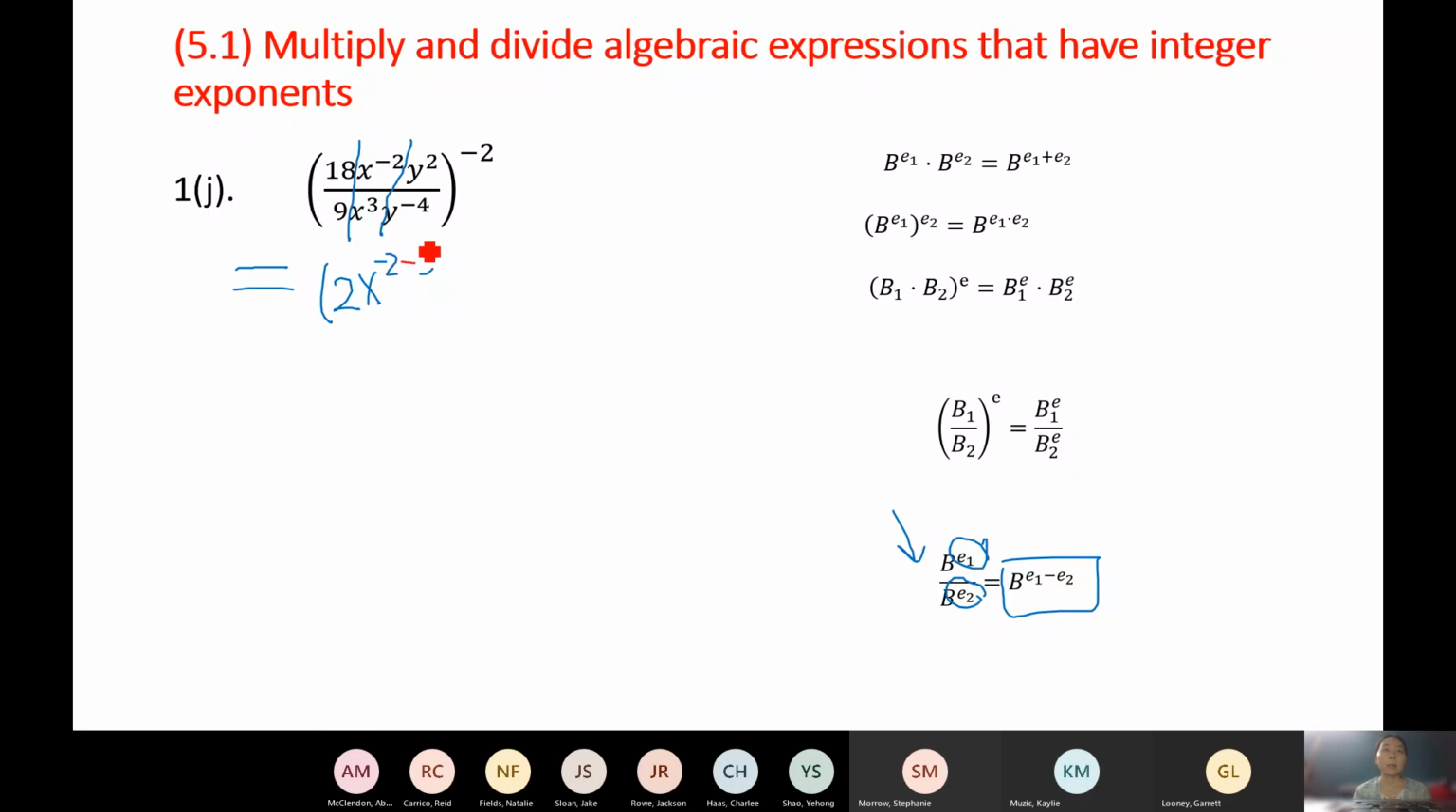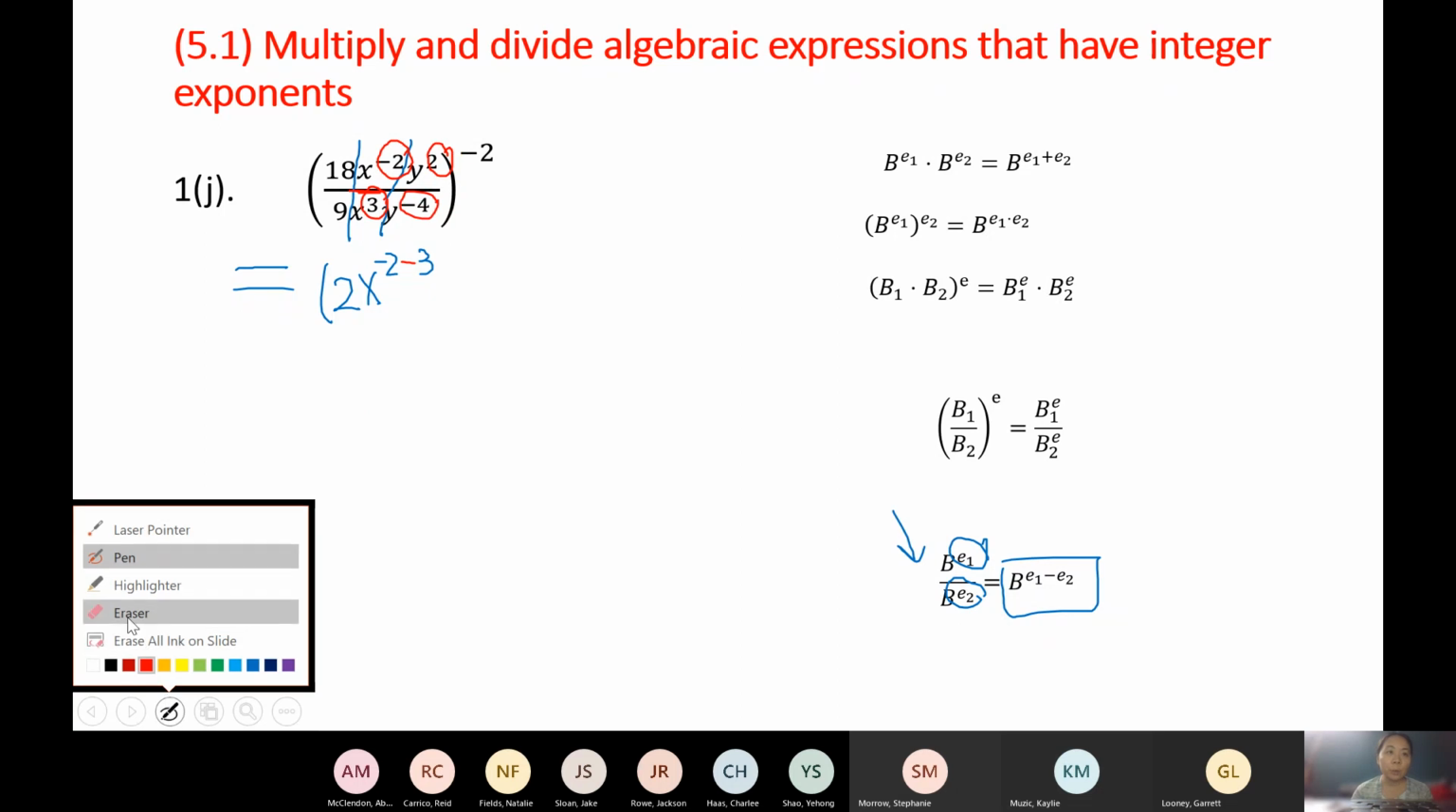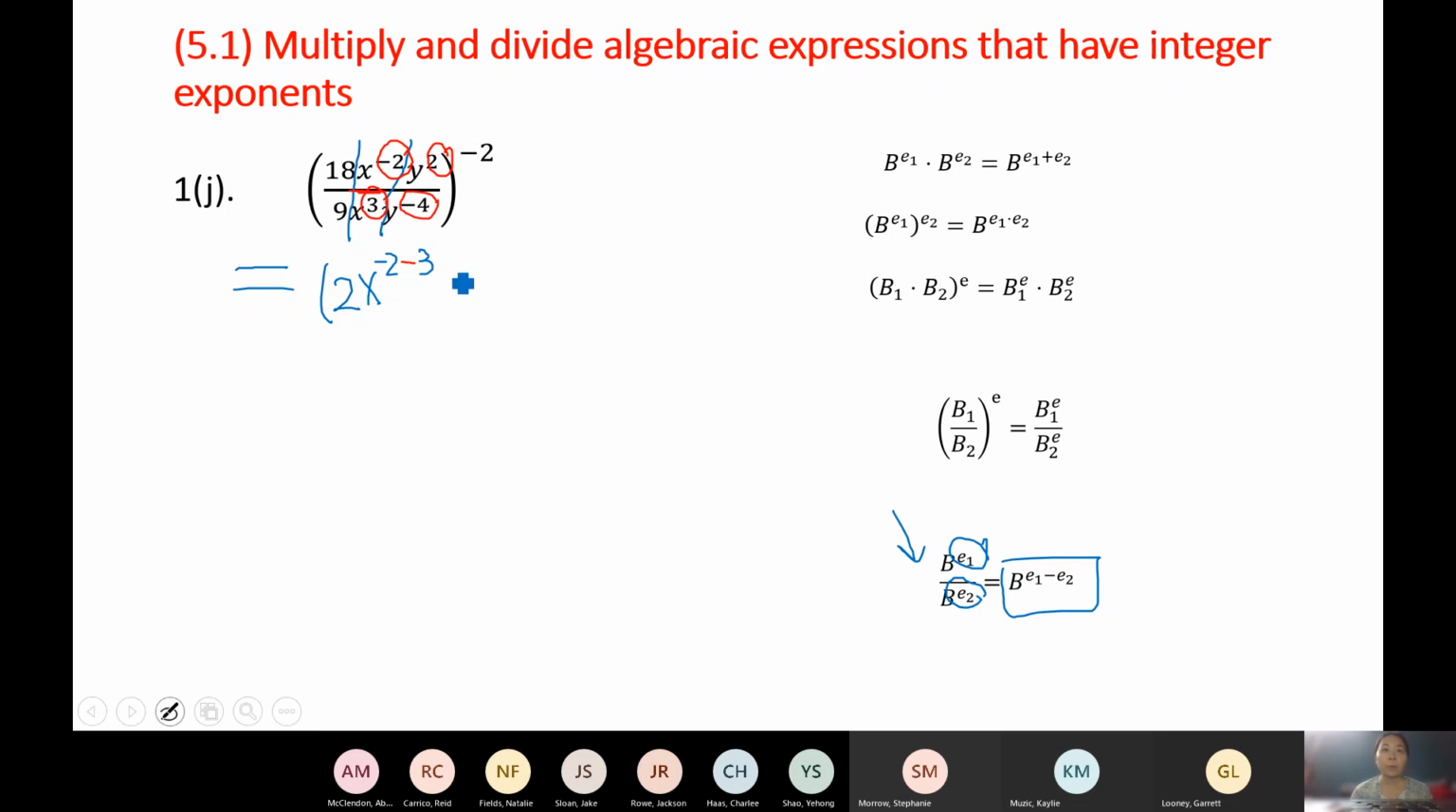Okay, so I think a few students did negative 2 plus 3 because this is division. You got to do subtraction. Negative 2 minus 3. Similarly, for the second part, you're going to do 2 minus negative 4. This is kind of tricky, so you got to be careful. I keep the base y. I'm gonna do 2 minus negative 4.